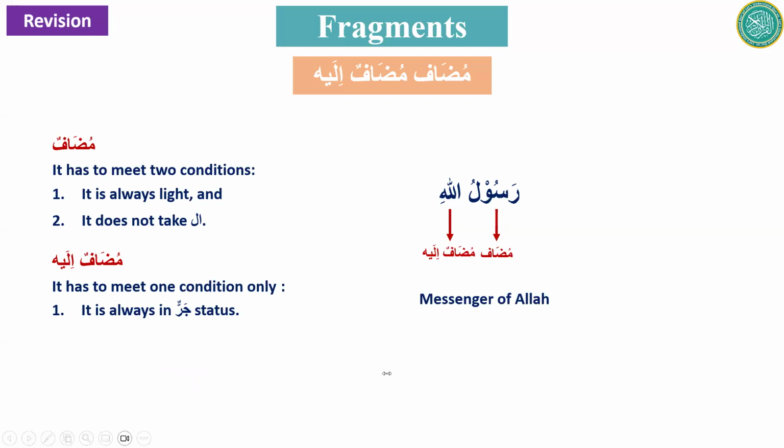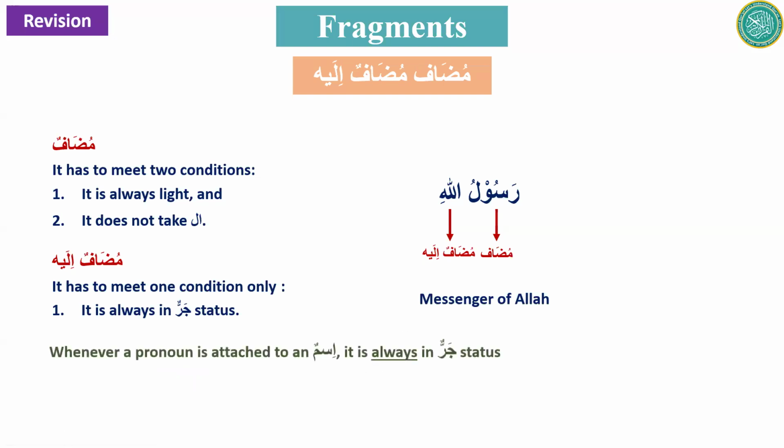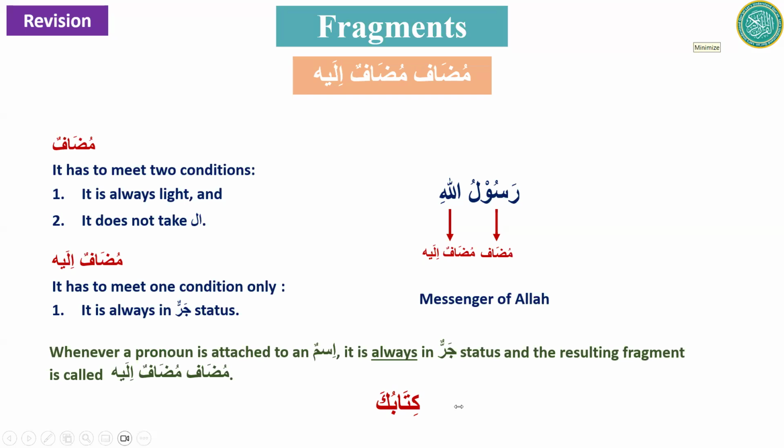Rabbuka. Very good. So whenever a pronoun is attached to an ism, it is always in jar status, and the resulting fragment is called mudaf mudaf ilayh. Your example was Rabbuka, which is similar to Kitabuka, my example. What is the status of Ka here? Ka is jar. Is there al with it? No, there's no al. So does it meet all the three conditions? Yeah. How about Kitabuhu?